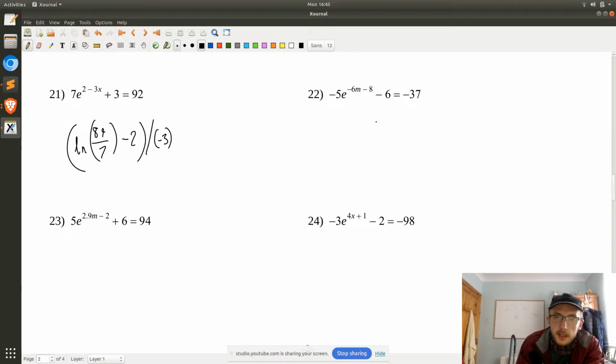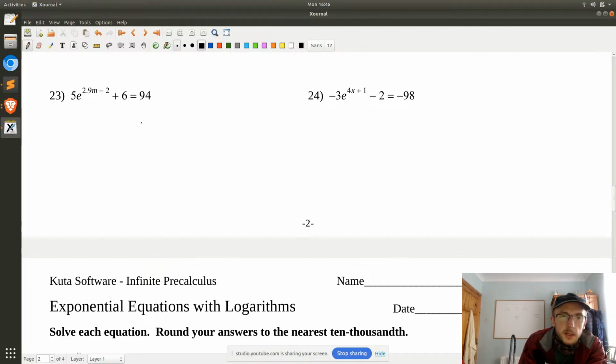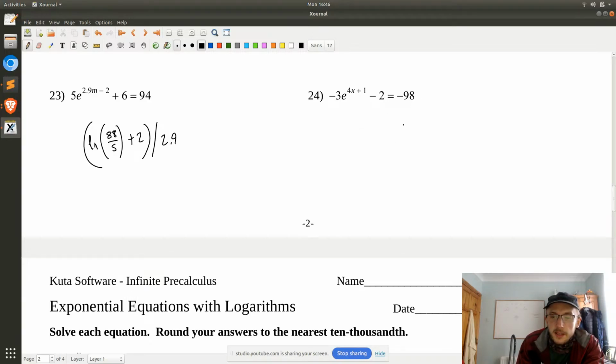Add 6, so negative 31, divide that by 5, so 31 over 5. Add 8, and divide all that by negative 6. Take 6, so 88, divide that by 5. Ln of 88 divided by 5. Add 2, and divide by 2.9. Add 2, so negative 96, divide that by negative 3, which is 32. And then ln 32, take 1 all over 4.